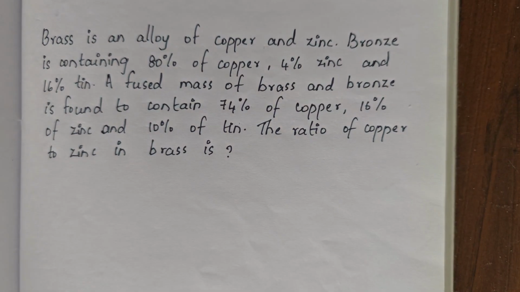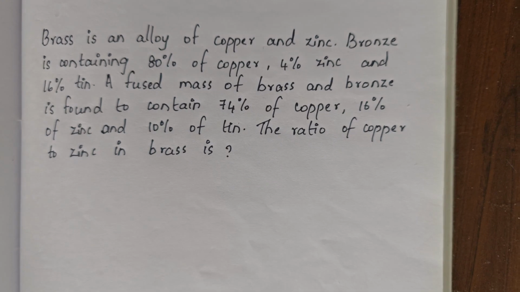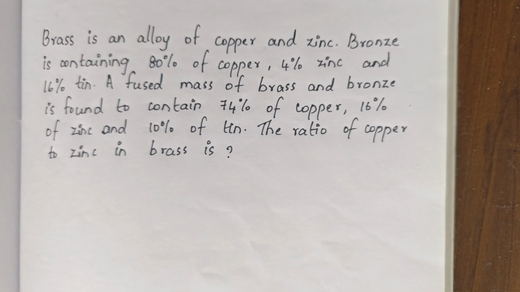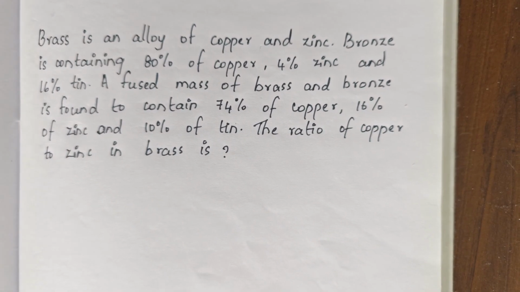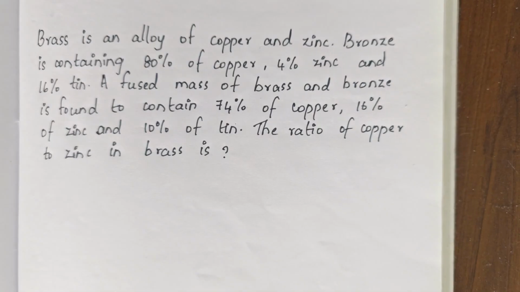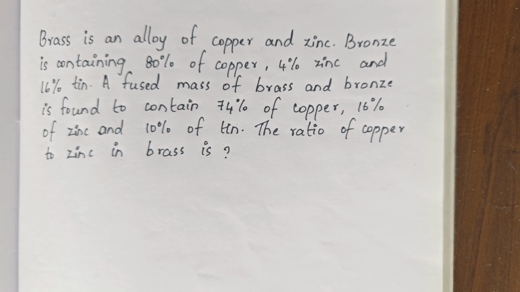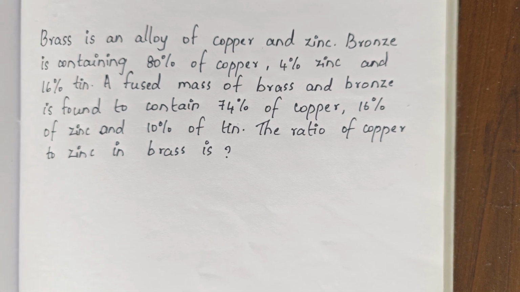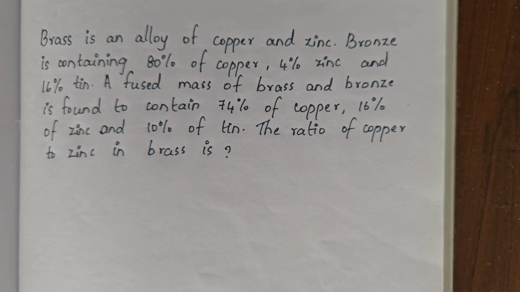Are you all ready to solve a challenging question? Okay, let's start. Here it is given: brass is an alloy of copper and zinc. Bronze contains 80% copper, 4% zinc and 16% tin. A fused mass of brass and bronze was found to contain 74% copper, 16% zinc and 10% tin. The ratio of copper to zinc in brass is. That is what we need to find.